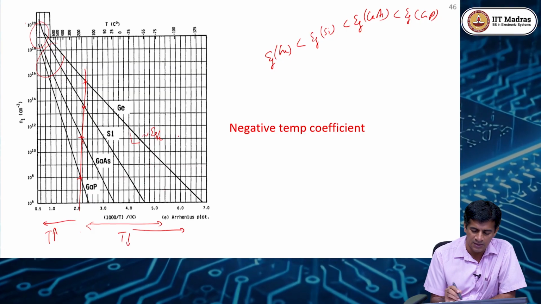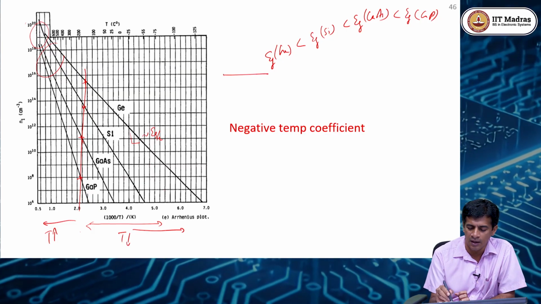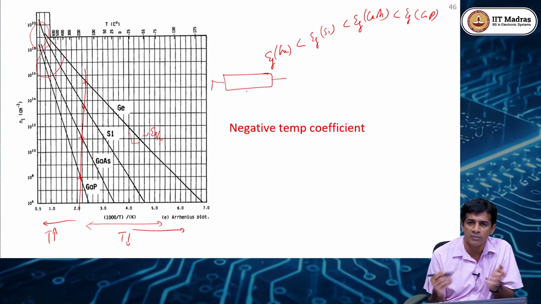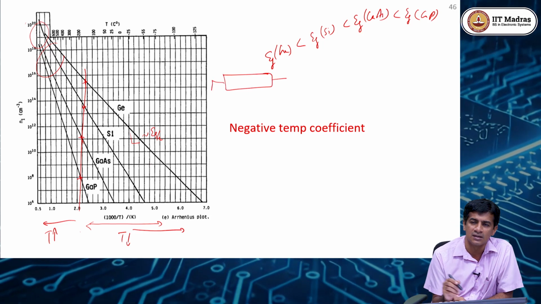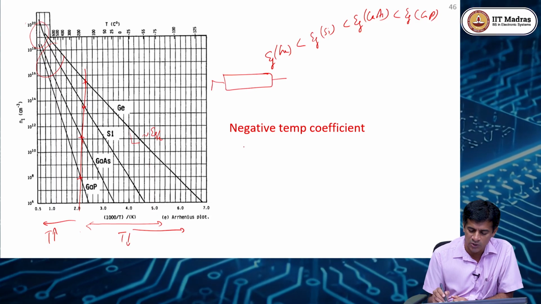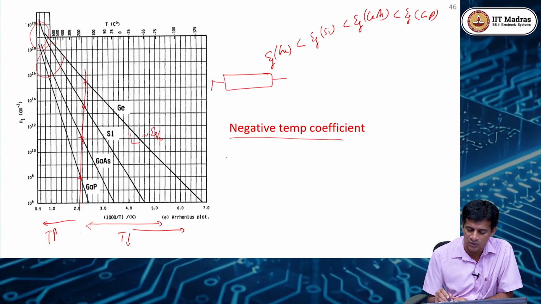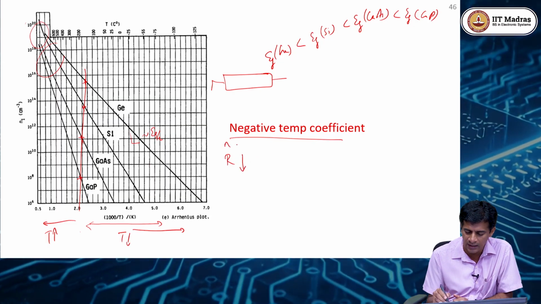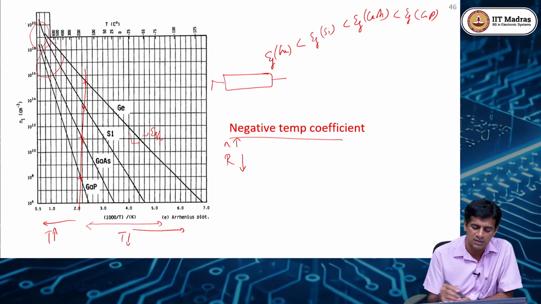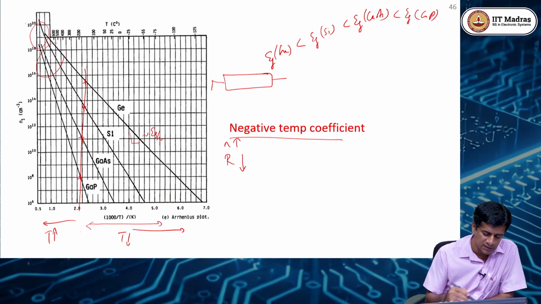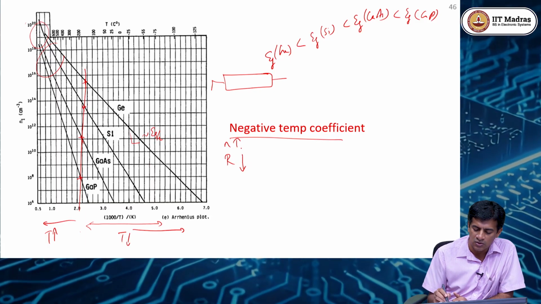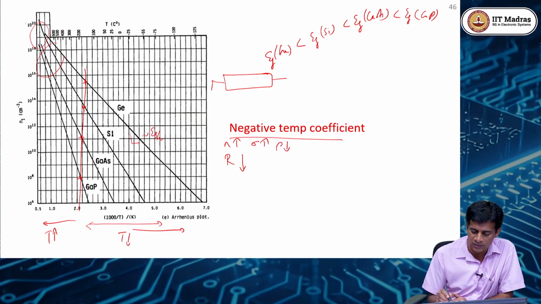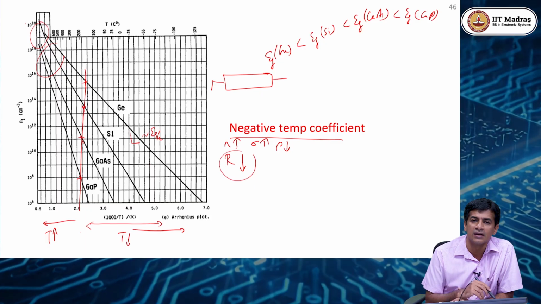So that means if you take a pure intrinsic semiconductor bar and do an Ohm's law measurement, that is, you are trying to measure the resistance, it will show a negative temperature coefficient. That means the resistance is going to reduce. That is because n is going to increase. The electron or hole concentration is increasing with the increase in temperature, so the conductivity increases and resistivity decreases. That is why it has a negative temperature coefficient.